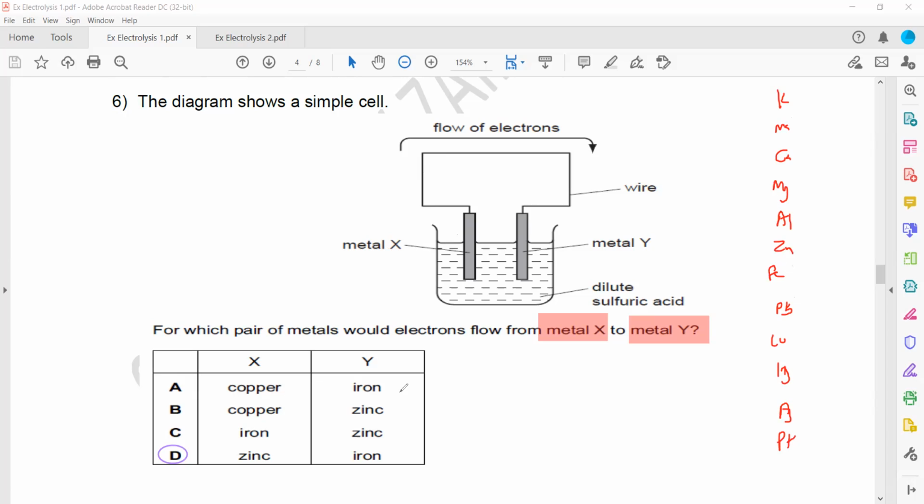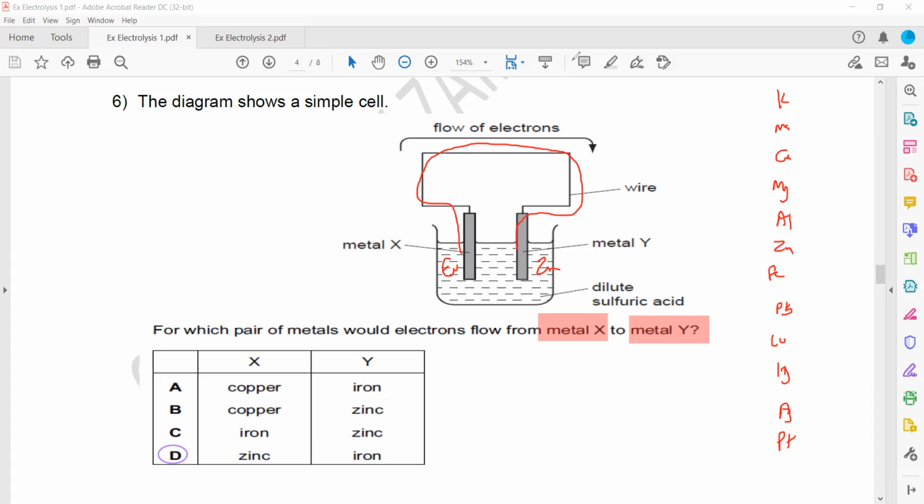So if we check option A, metal X is copper and metal Y is iron. As we can see, iron is more reactive, then electron flow is from Y to X, so it cannot be A. When we check copper and zinc, again the same idea. Zinc is more reactive than copper, so electron will move from zinc to copper, so it cannot be B.